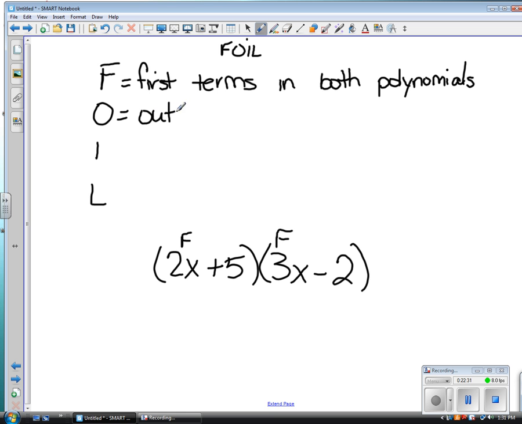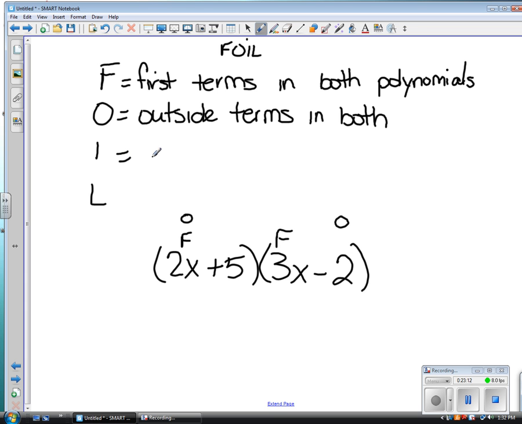O stands for outside terms in both. All right? What do you think the outside terms are? 2x, okay? If this is all sandwiched together, let's think of this like a piece of bread, a piece of ham, a piece of cheese, and a piece of bread again. What are the outside pieces? 2x and the negative 2. So those are my outside pieces. Everybody see that? So this is an outside piece, and this is an outside piece.